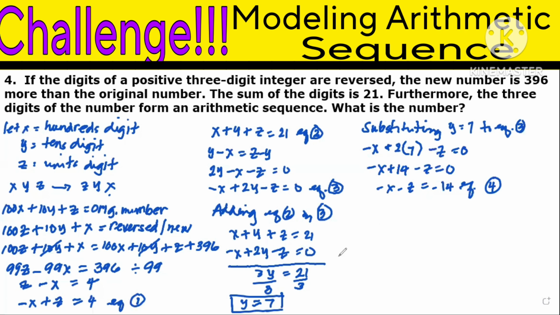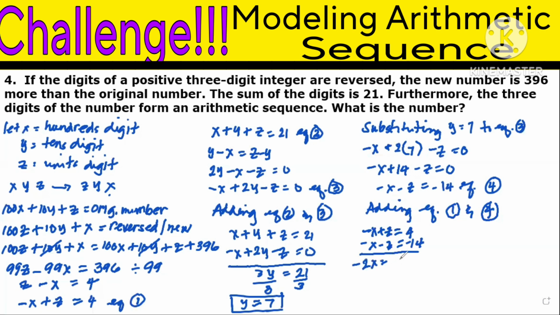And adding equation 1 and equation 4, what do we get? Adding equation 1 and 4, we have negative x plus z is equal to 4. Negative x minus z is equal to negative 14. We'll have negative 2x equals negative 10. Now, dividing both sides by negative 2, we have x is equal to 5.